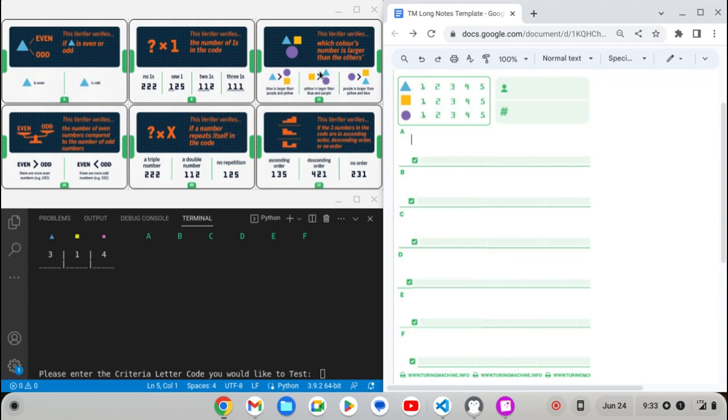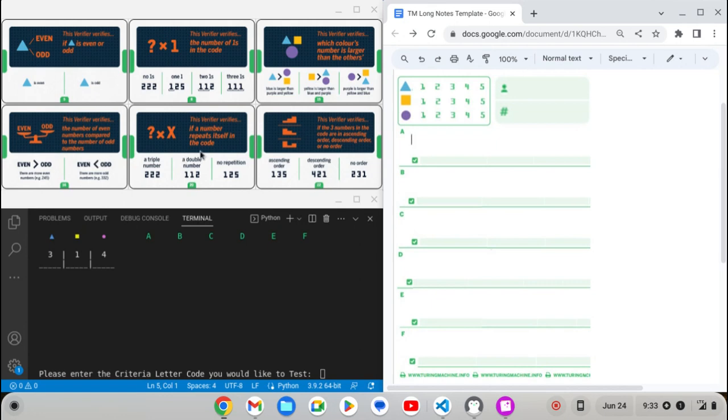Criteria card C looks at our 3 digits in our solution, triangle, square, and circle, and the Turing machine will let us know which one is the absolute largest. So should triangle be the largest, should square be the largest, or should circle be the largest? Criteria card D again looks at our 3-digit solution and will let us know a little bit about the ratio of even to odds. So should there be more even than odds, or should there be less even than odds?